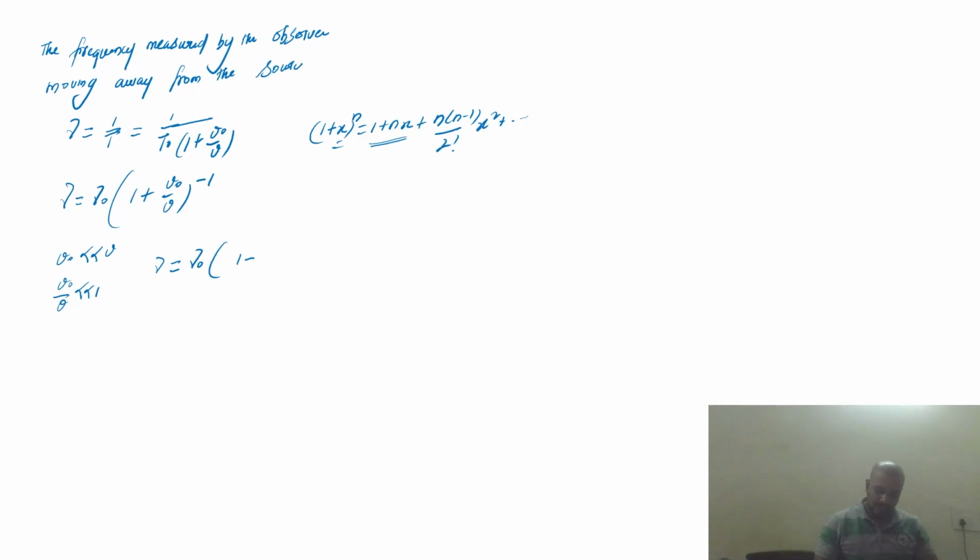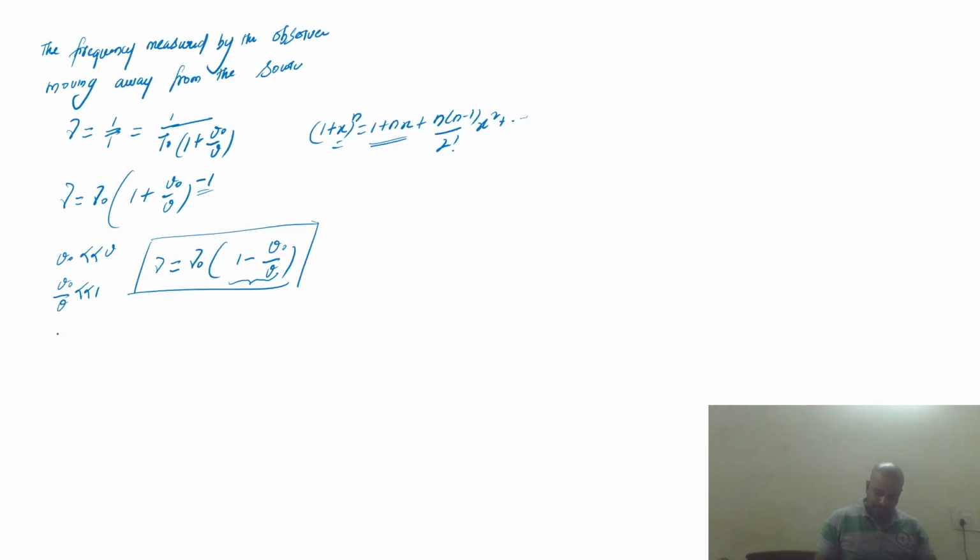So if you approximate up to the second term, here n is minus 1. So the observed frequency equals nu naught times 1 minus v naught by V. This is the frequency measured by the observer. It is always less than the original frequency because the quantity inside the bracket is less than 1. 1 minus something decimal will be less than 1. So the measured frequency by the observer is always less than the original frequency of the source.